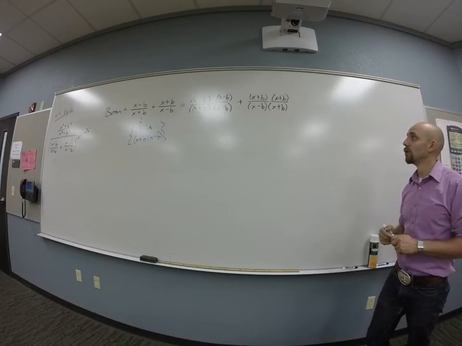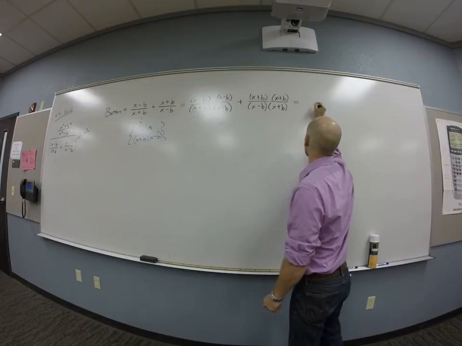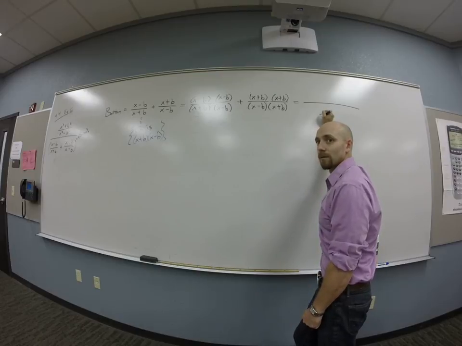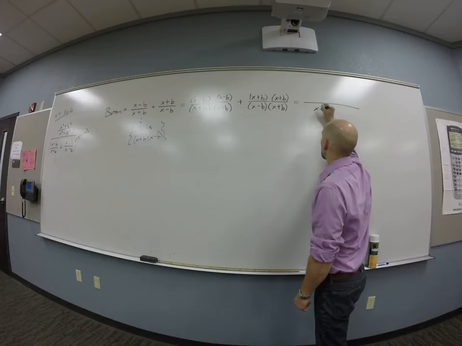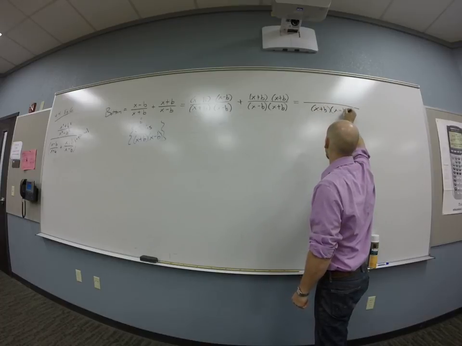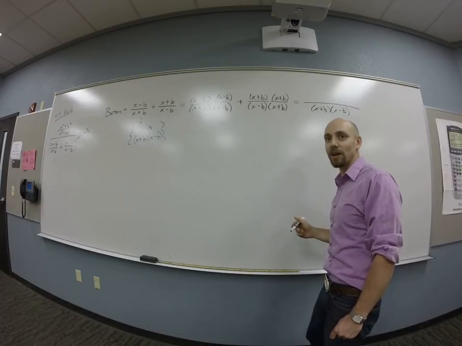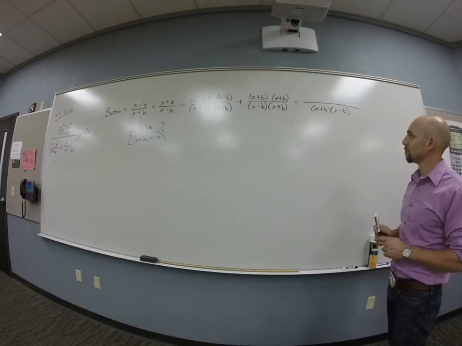Okay, so let's see. What's easy for me to deal with? How about the bottom? What's the bottom? It's x plus b times x minus b, right? Why is it that? Because we made it that, right? We did that to it. Okay, good. So we've got x plus b times x minus b on the bottom.